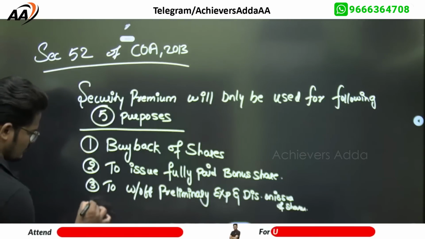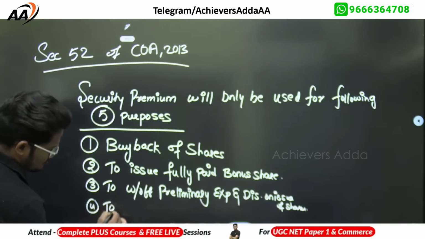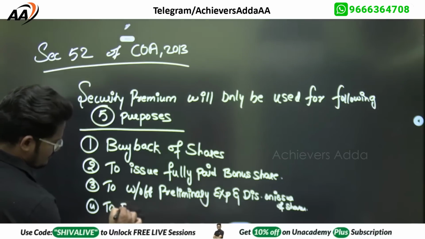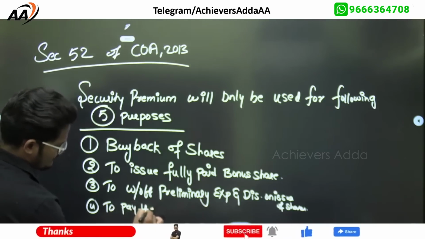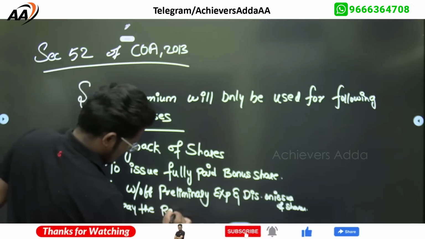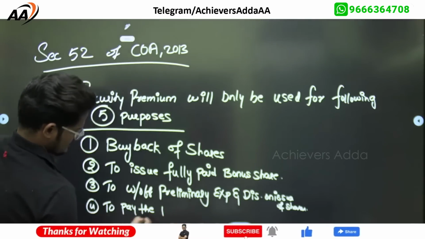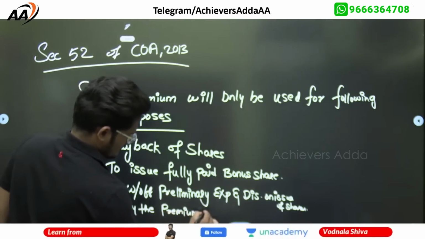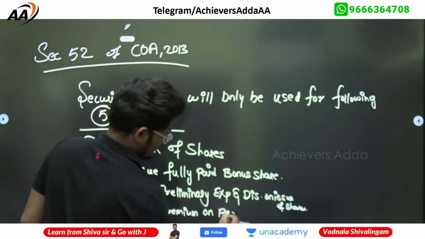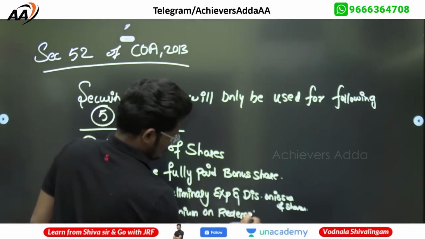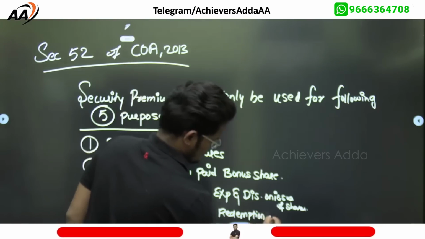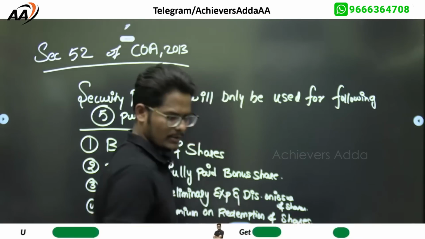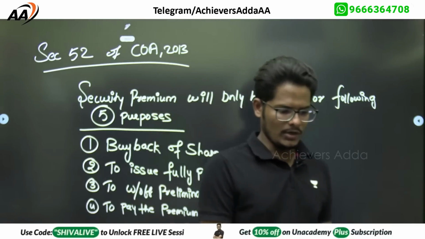Right? Next, fourth one. To pay the premium on redemption of the shares. Only the premium amount.